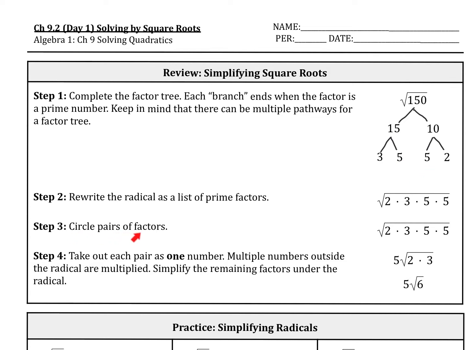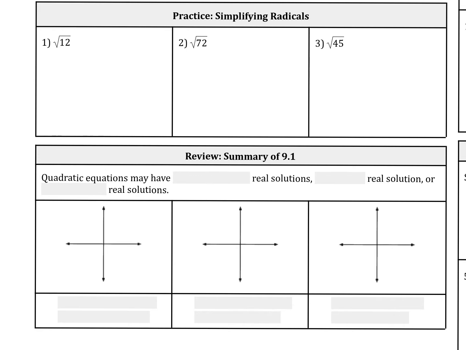Circle pairs of factors. So this makes a pair. So circle this one and take out one number from each pair outside of the radical symbol. So this makes a pair, take one of the 5 out from the radical, and you're left inside with 2 times 3. So your answer is 5 times square root 6.